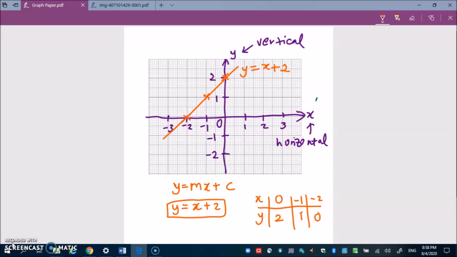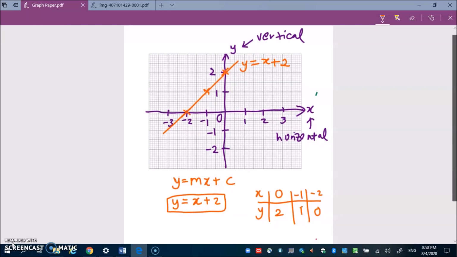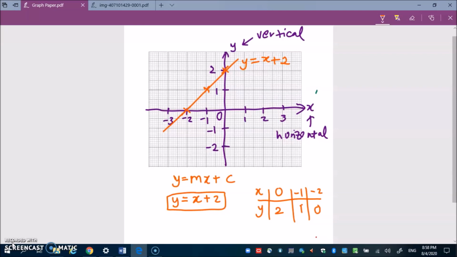Now, recall what you learned about the equation. y = x + 2 is in the form y = mx + c, right? Now, what are m and c? m is actually the gradient of the line, and that tells us the steepness of the line. Recall that the formula for gradient is (y2 - y1) over (x2 - x1).